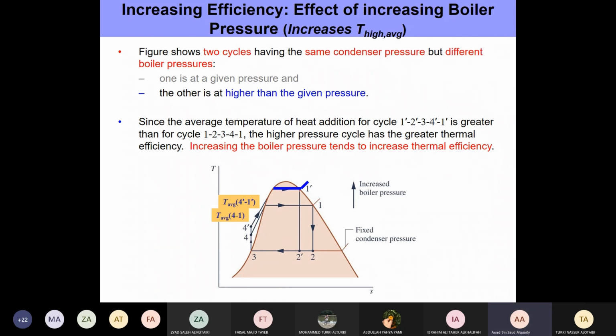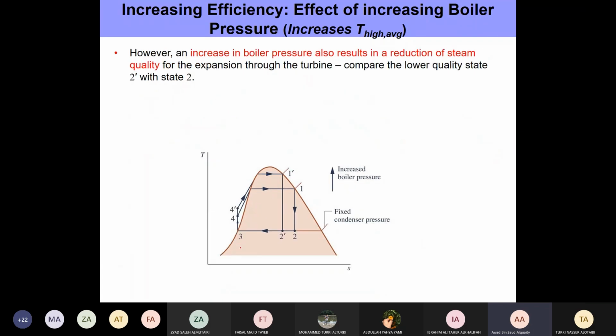One thing you can notice is that as you increase the pressure in the boiler, the temperature for sure increases, but the quality at the end of the turbine, at the end of expansion, reduces. So the quality at 2 dash, which corresponds to a higher boiler pressure, is less than the quality at 2. That's something you can see here. So yes, we can go to high pressures, but how high you can go is limited by what the quality is.